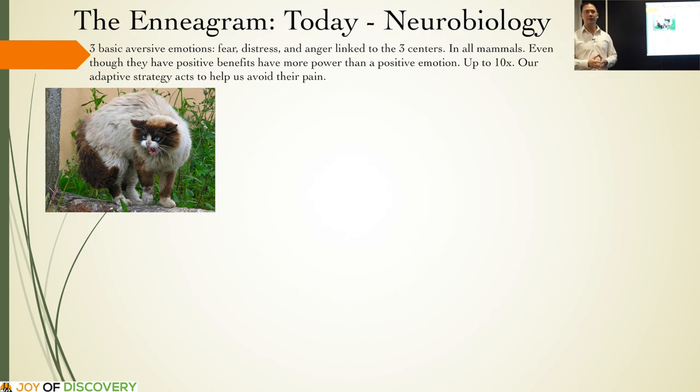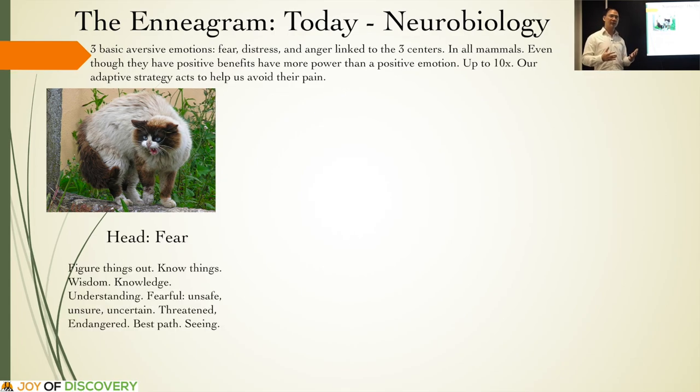The head center is also known as helping to figure things out. It helps you to know things. There's wisdom and knowledge and intelligence in the head center. At the same time, there's understanding. And when we feel afraid, when we feel unsafe, when we're uncertain about the future, when we're just unsure about where to go next, when we sense a threat, being endangered, we try and figure out what the best path is. And the head center is also known for seeing. It's like the phrase, your mind's eye, so the mind is there for seeing.